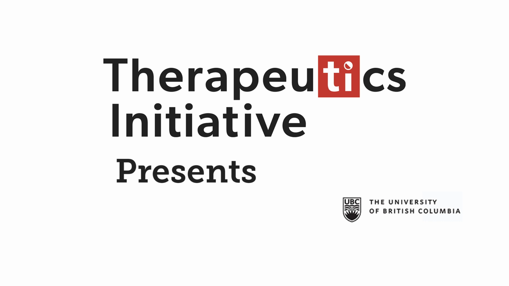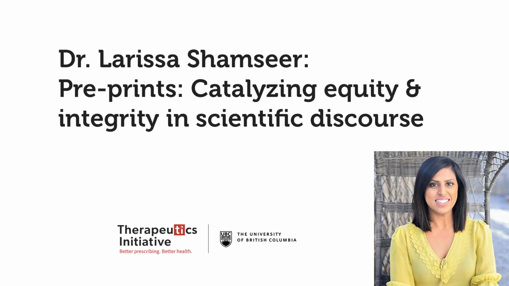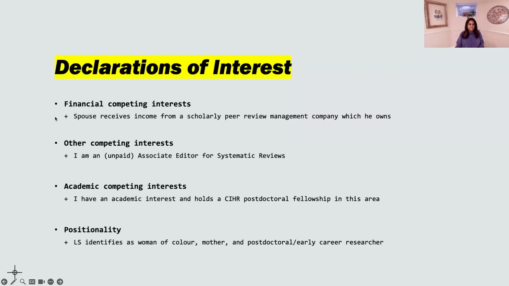To start, I just want to give some declarations of interest. My spouse receives income from a scholarly peer review management company, which he owns. I am an unpaid associate editor for Systematic Reviews journal, and I have an academic interest and hold a CIHR postdoctoral fellowship in this area. And I identify as a woman of color, a mother, an early career researcher.